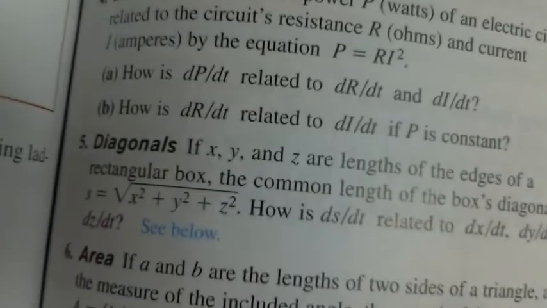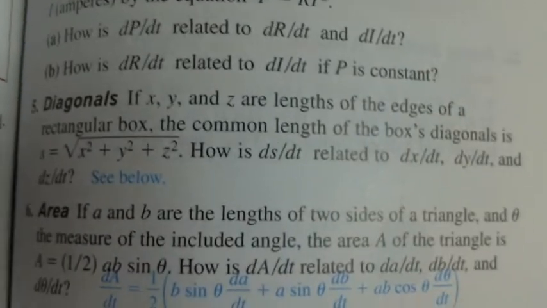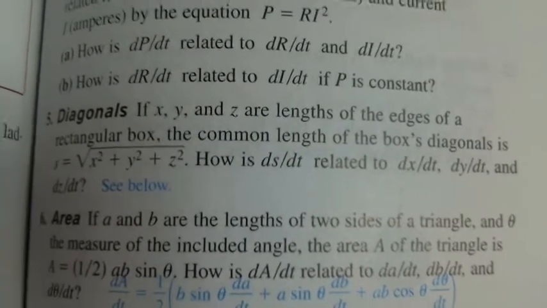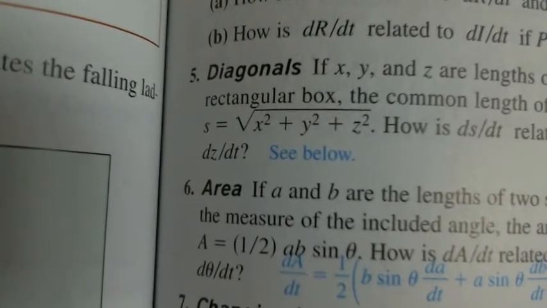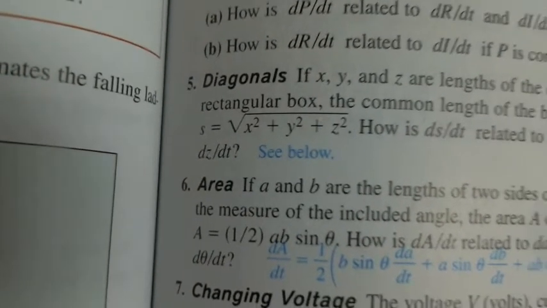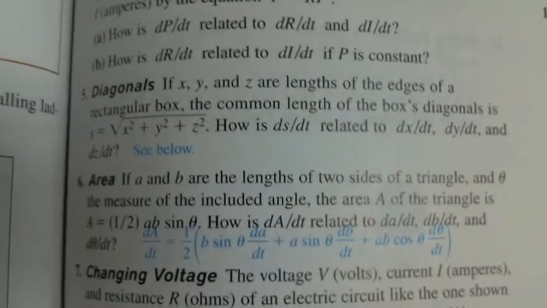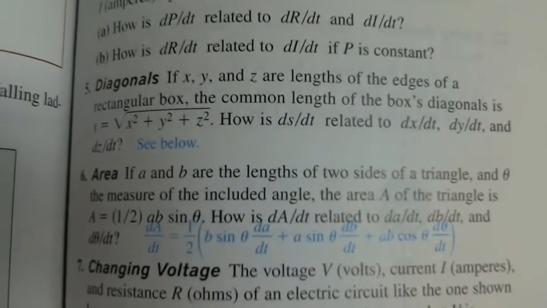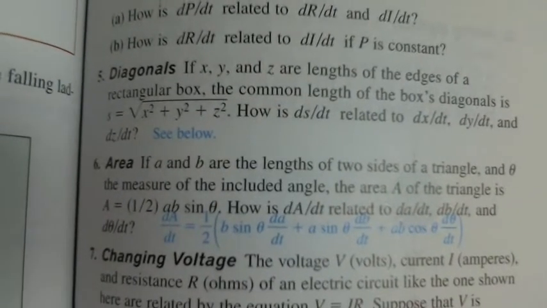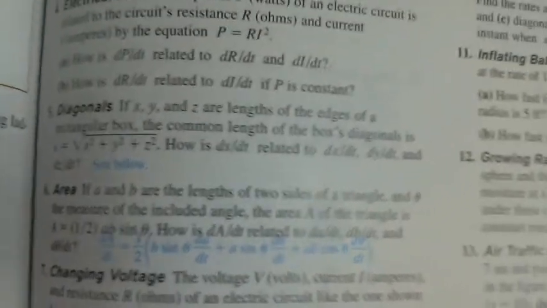Right? Number 5. Talking about diagonals. X, Y, and Z are lengths of the edges of a rectangular box. The common length of the box's diagonals is S equals the square root of x squared plus y squared plus z squared. How are ds/dt, dx/dt, dy/dt, and dz/dt all related?